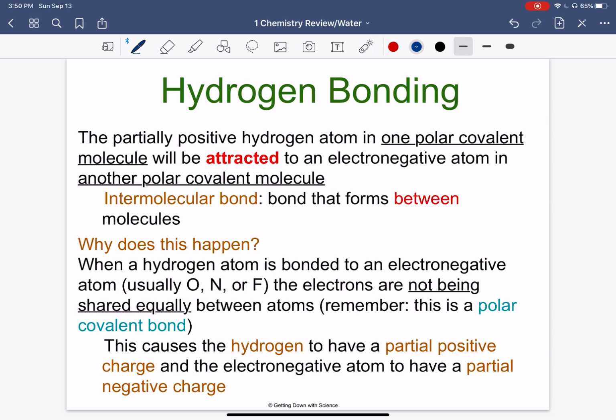Usually this happens when something like oxygen, nitrogen, or fluorine combines with some hydrogens, because the hydrogens are so small, they really don't have the ability to hold on very closely with their electrons, and oxygen, nitrogen, and fluorine tend to be really kind of greedy when it comes to that.